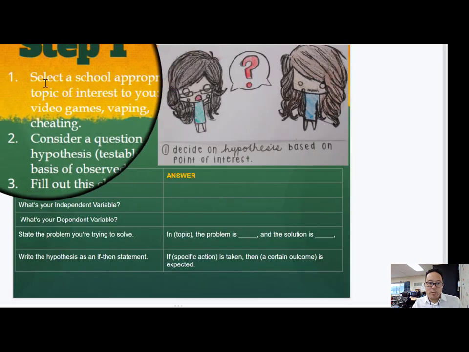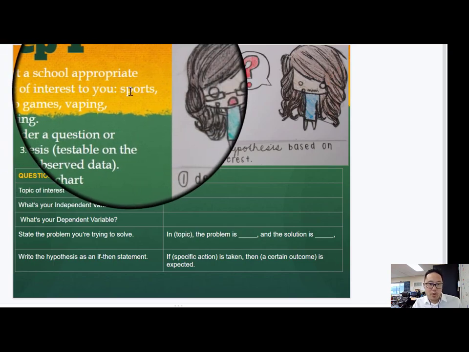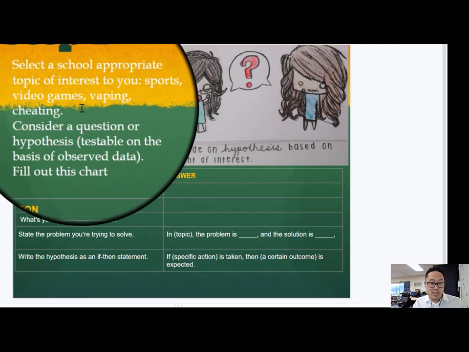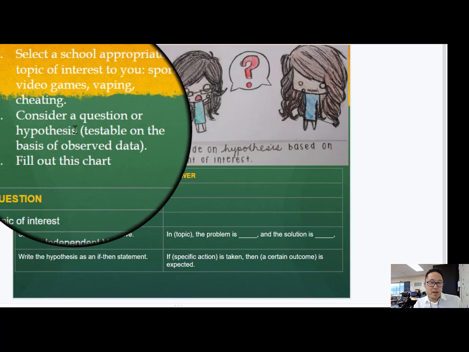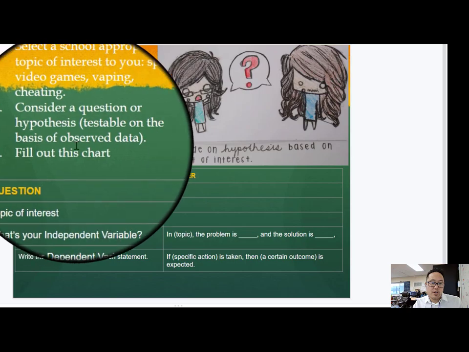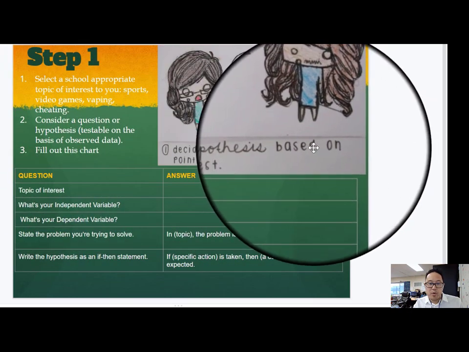Step number 1, I want you to select a school appropriate topic of interest to you, such as a sport, video games, something that's dealing with teenagers, vaping, depression, cheating. Consider a question or a hypothesis. It's basically a hypothesis is testable on the basis of observed data. And you're going to fill out this chart. So step number 1 is decide on a hypothesis based on the point of interest.